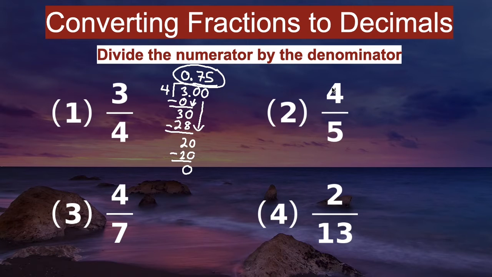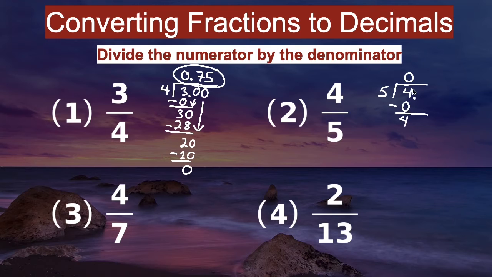Number 2, 4 divided by 5. We're going to do the same thing we did in number 1. We're going to build the house, and we're going to write the numerator on the inside and the denominator on the outside. You have to ask yourself, how many times does 5 go into 4? 5 goes into 4 0 times. 5 times 0 is 0. When we subtract 4 and 0, we're going to get 4.